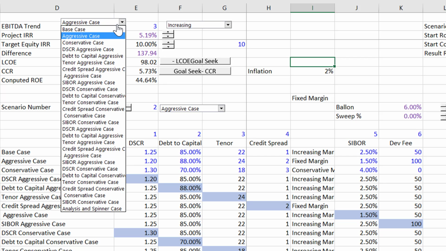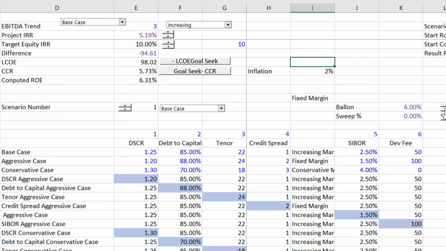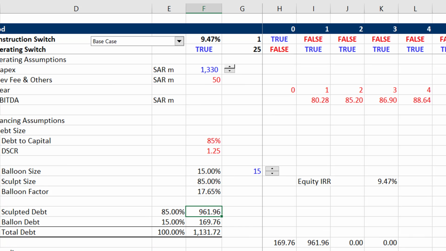So let's put it back to the base case, a much more moderate IRR, and let's put the balloon payment up to 15%. And I think, oh shoot, well, okay. Let's put a little bit better ROE. Okay. All right. So you don't have to see that. So here's what we do.